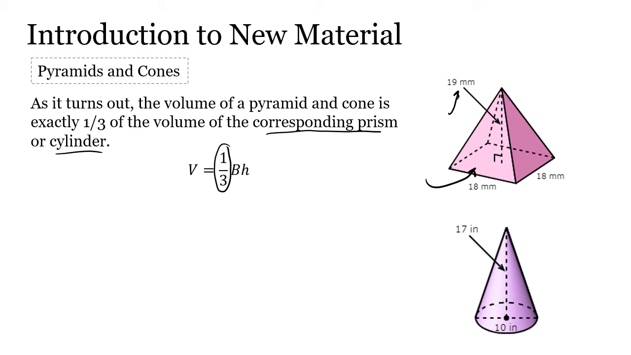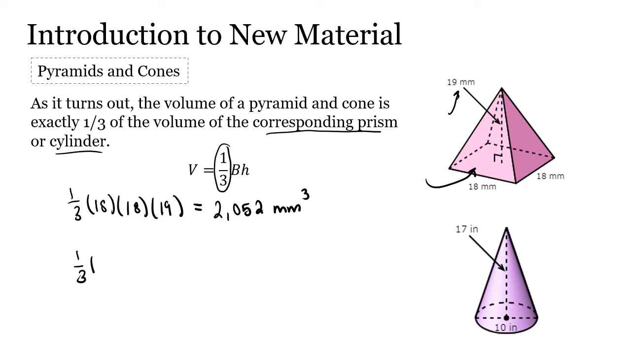So we'll do the first one. The first one's going to be 1/3. The area of the base is a square, so 18 times 18, then times the height, 19. All that's going to give us 2,052 millimeters cubed.